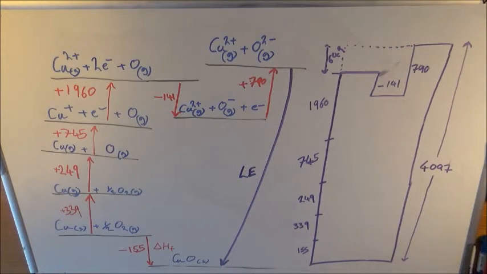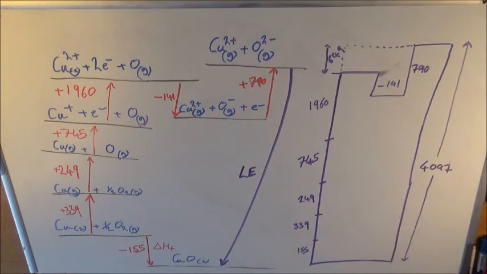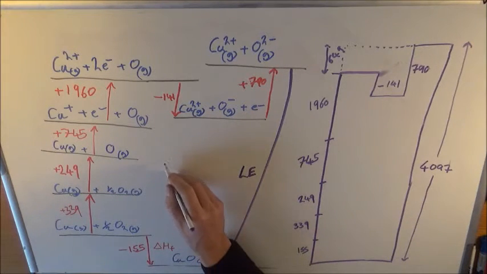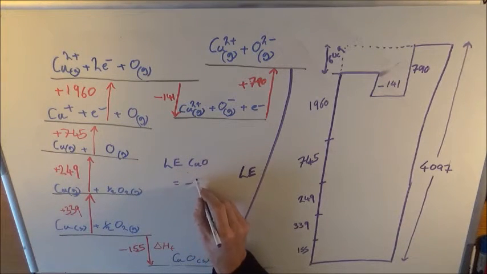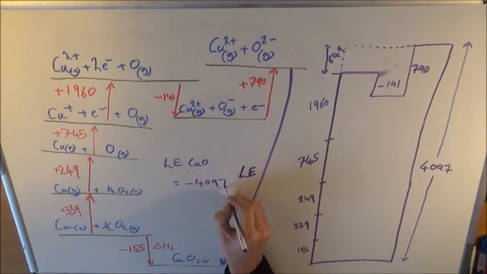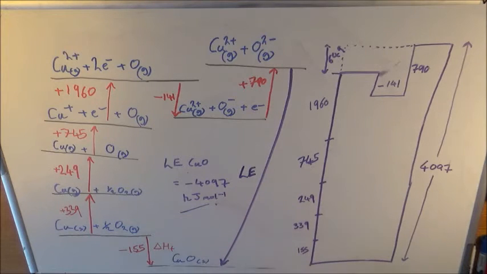I think if you just draw it like that as a shape, it's much easier than doing these strings of numbers. And so as you see, that corresponds to the lattice enthalpy, but with the sign changed. So the lattice enthalpy for CuO, lattice enthalpy for copper oxide equals minus 4097 kilojoules mole to the minus 1. It's as easy as that. Okay, no need for arithmetic errors.